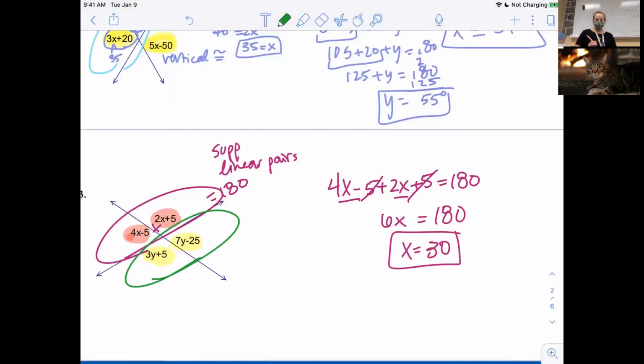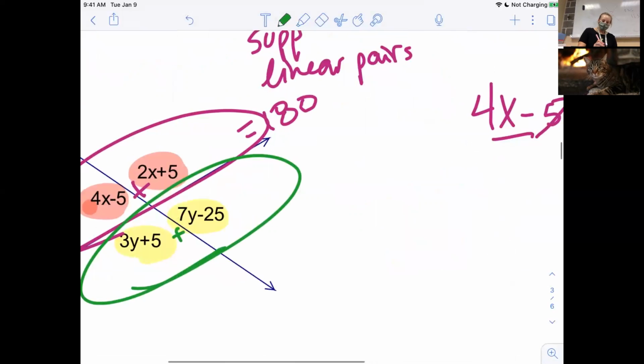It's the same as above, right? So they're also a linear pair, and they're also supplementary. Awesome. So I'm going to set them equal to 180.